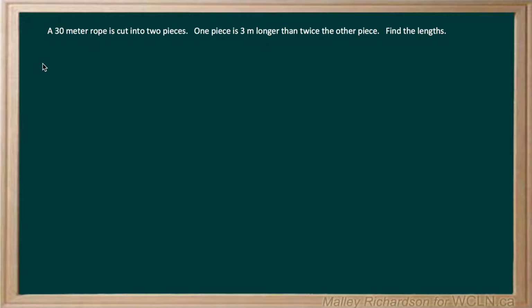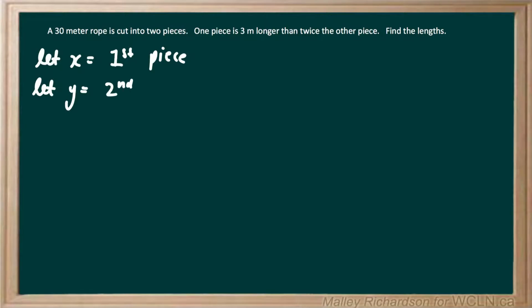So we know that we're going to have two different equations with two different variables. So let's have our variables of x and y. And to define them, we'll just write our sentence of let x equal our first piece of the rope. And then our second variable is going to be y. So we'll define it as let y equals our second piece of the rope.